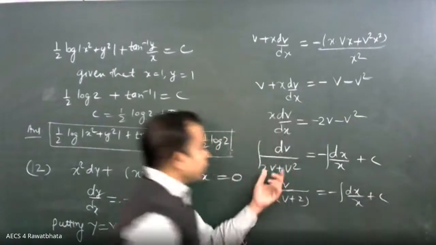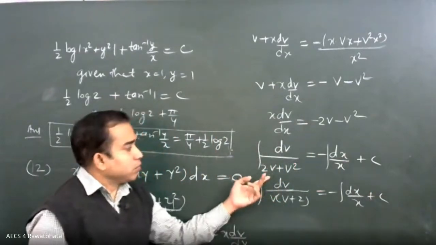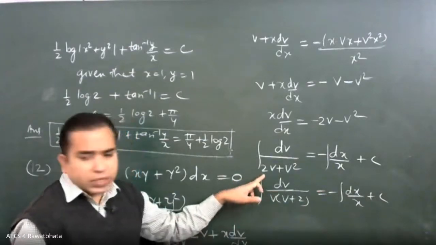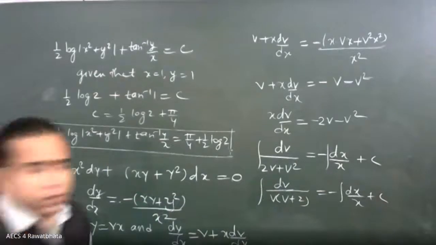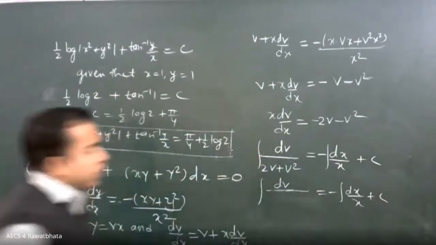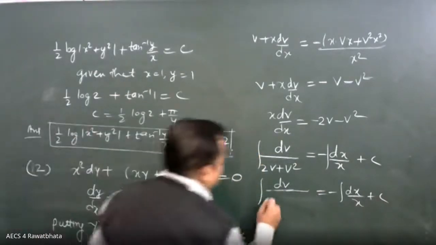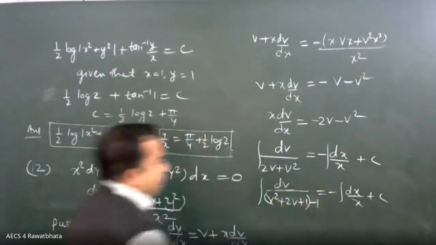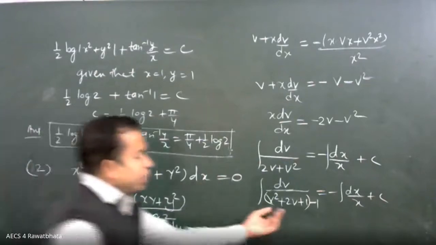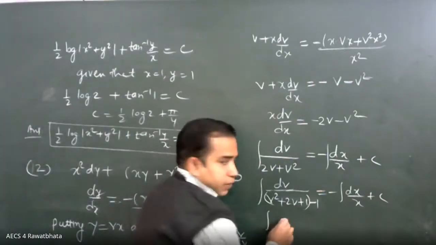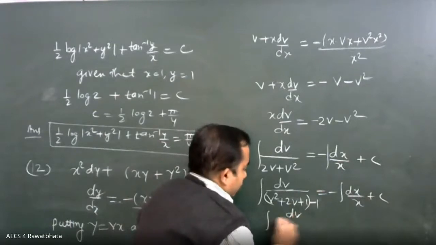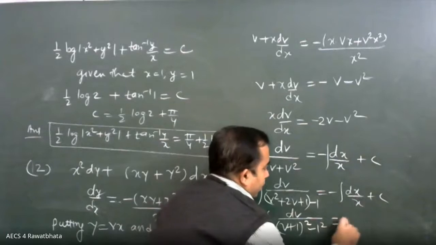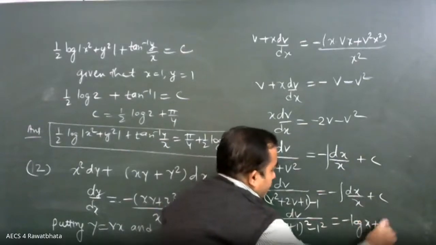So one way is to make a perfect square here, right? The other way is to take common like this. I think perfect square also I can do easily. Let's do the perfect square. Partial fraction also we can do. To create the perfect square, v square plus 2v plus 1 minus 1 I would need. And then this will become whole square of, friends, how much? v plus 1 whole square minus 1 square equal to minus log x plus c.